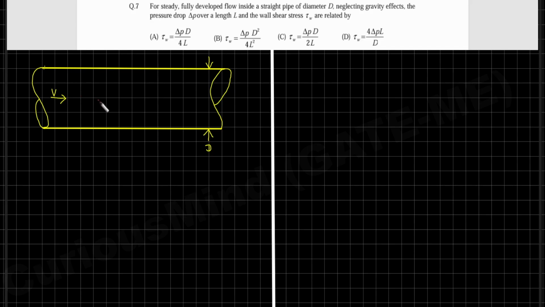Alright, now we would consider two sections at a distance of L along the pipe. So we have two sections, section 1 and section 2, at a distance of L along the pipe length. We would consider a fluid element or a control volume between these two sections and inside the pipe. So this fluid element would be of cylindrical shape of diameter d and length L.